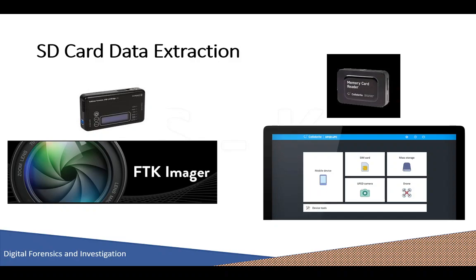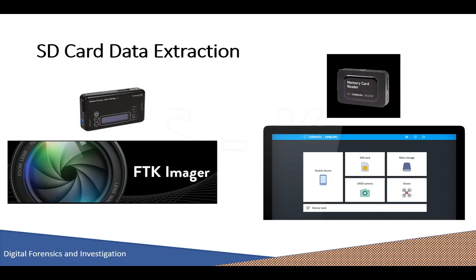For example, using FTK Imager and a write blocker. So in this case, the SD card is connected to the write blocker first, and then that write blocker is connected to the forensic workstation where FTK Imager is running. So then FTK Imager takes an image and extracts data from the SD card using the write blocker.